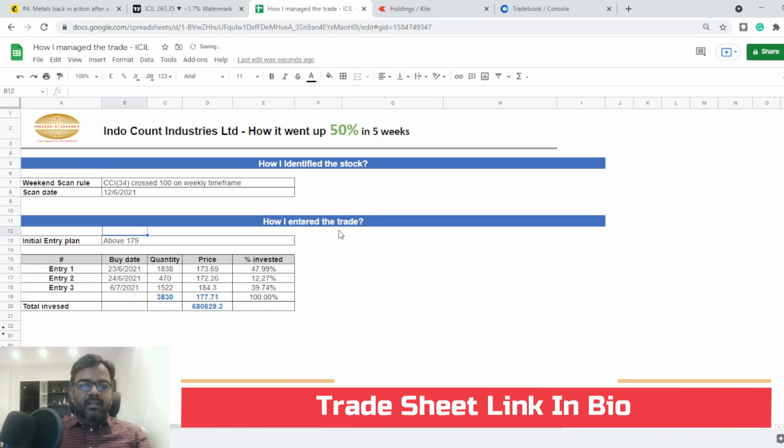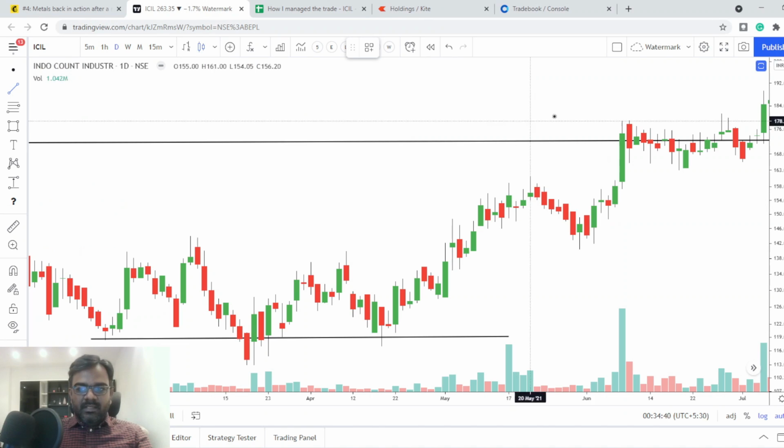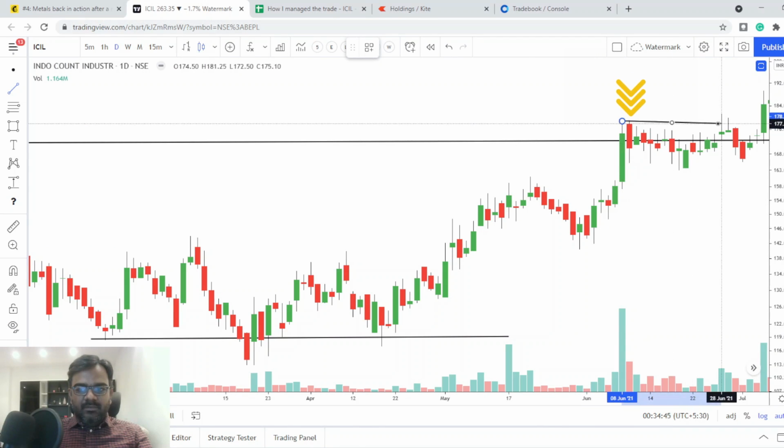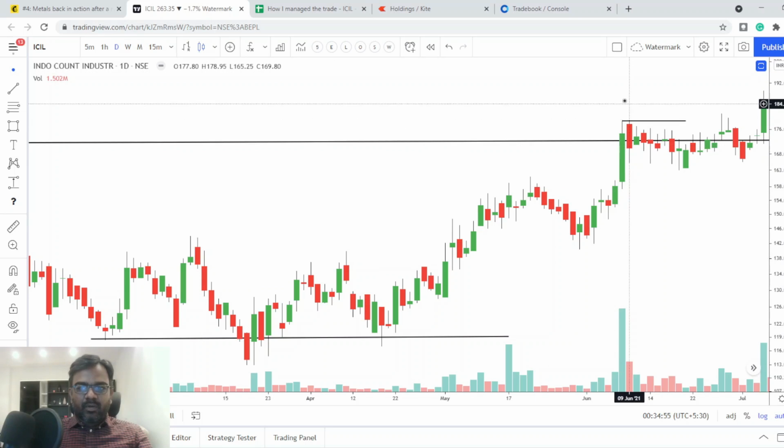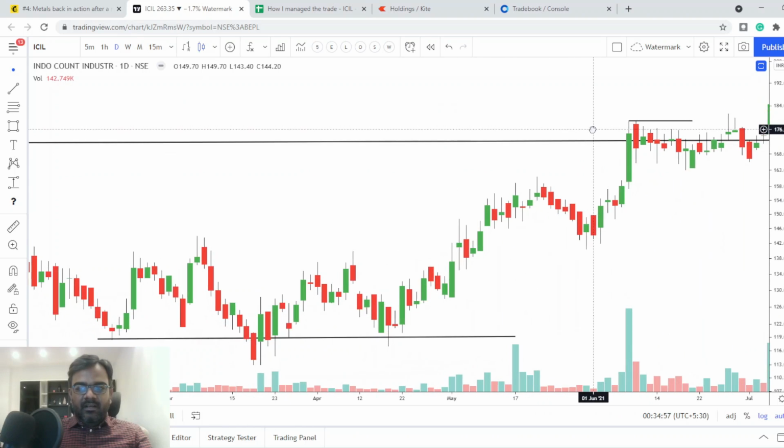Right now, how do I enter the trade? My initial entry plan was to enter above 179. What is 179? 179 is the high of that week. So if you see, just mark that high: the week high was 178.8, again 178.95. I'm just waiting for that to cross.